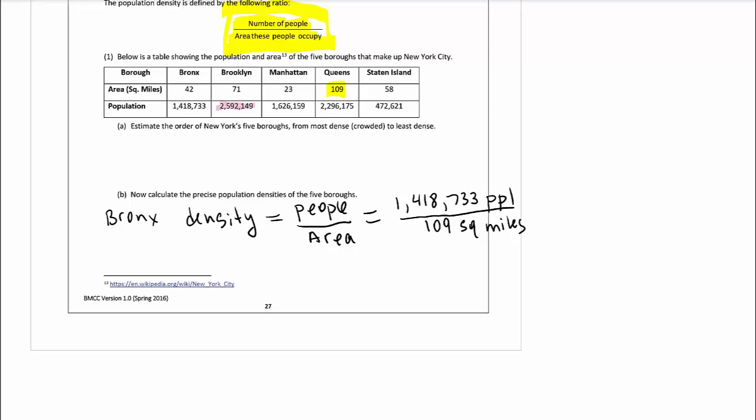So 733 divided by 42, we get the number 33,000. So let's write that down, 33,779. We're going to round it to the nearest person, and look at this. The units here is going to be people, and since we divide it completely, what's left is 1 square mile.